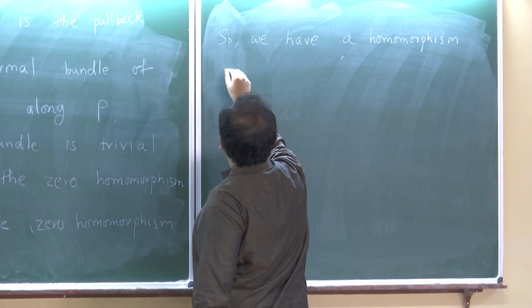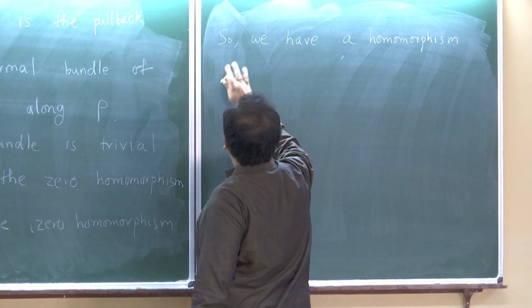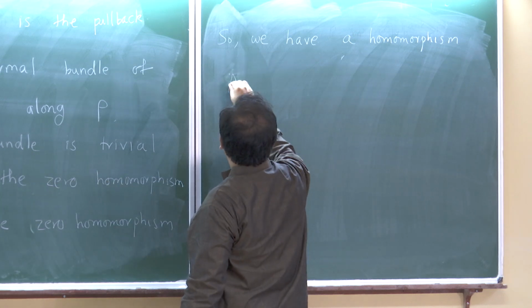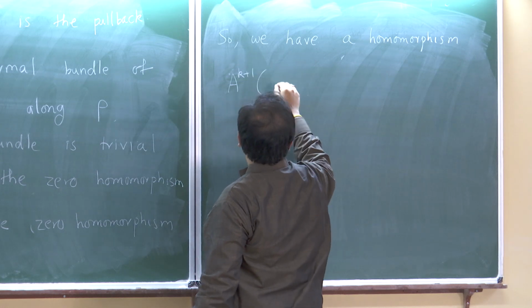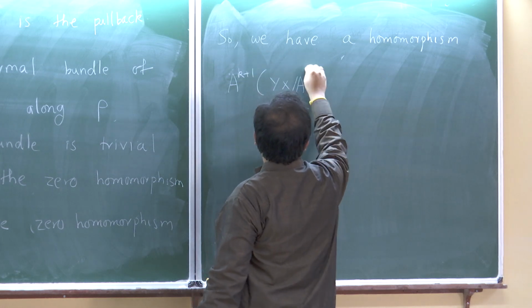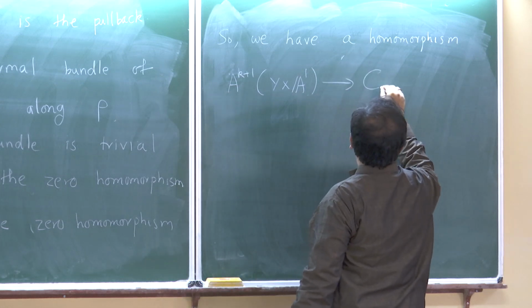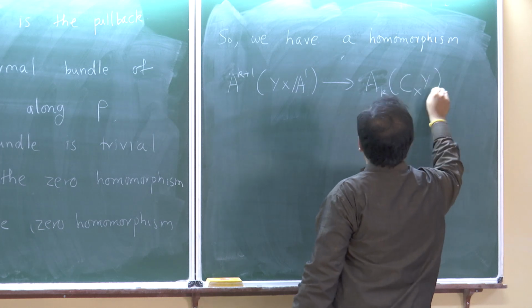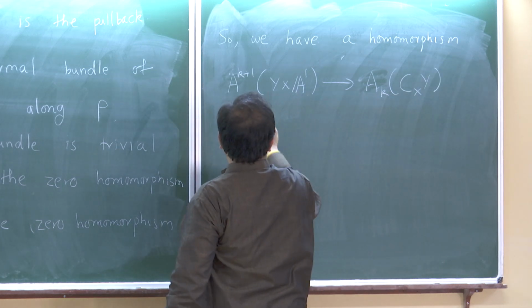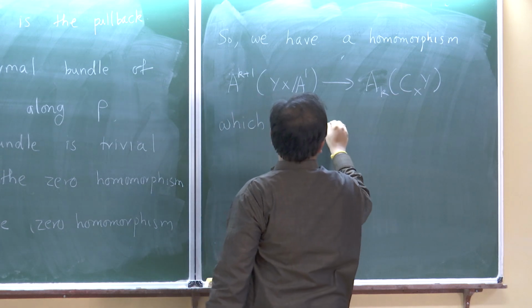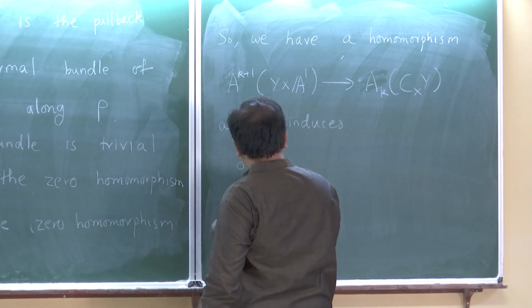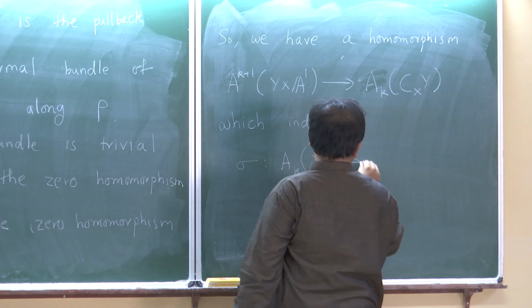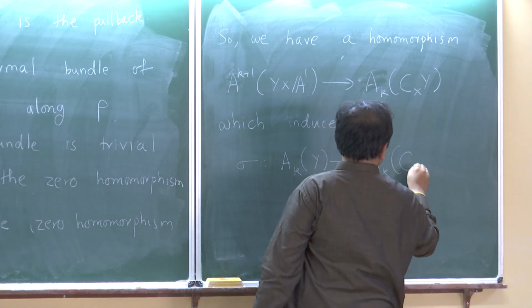From the co-kernel of i lower star from A_{k+1}(y + A^1) to A_k(C_XY), which induces sigma from A_k(y) to A_k(C_XY).